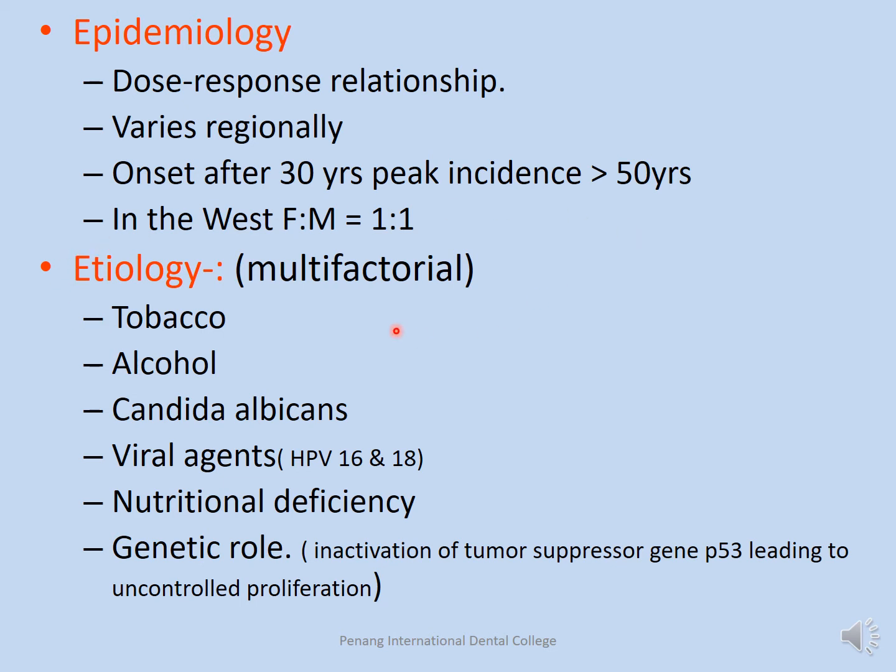The etiology is multifactorial. So tobacco, as I told you, has a dose-response relationship. Alcohol acts as an adjunct here. Candida albicans in many cases also causes hyperplasia and leads to a lesion called candidal leukoplakia, wherein there are hyperkeratotic lesions that are secondarily infected by candida, and sometimes the long-standing candidal infection can cause dysplastic changes as well. Viral agents such as HPV 16 and 18 are also considered to be an etiology.